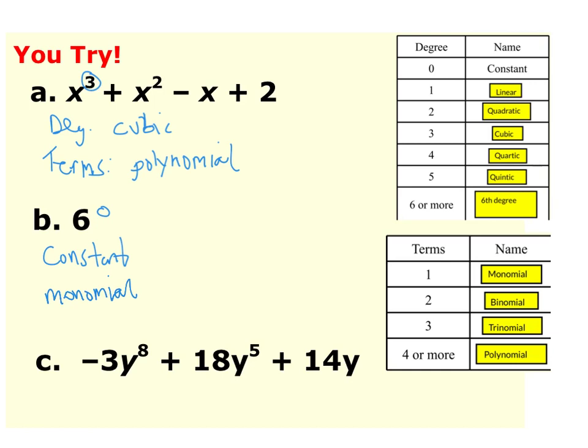And the last one at the bottom, I know, big fancy one, sure, just trying to trick you. You know I always like to challenge a tiny bit. This is an 8. So a degree of 8 is not on my chart, right? But it does say 6 or more. We call it 6th degree, 7th degree, 8th degree. So that would be called just 8th degree. Nothing fancy to write there. And the next one is terms. Well, there are 1, 2, 3 terms, and that would be called a trinomial.